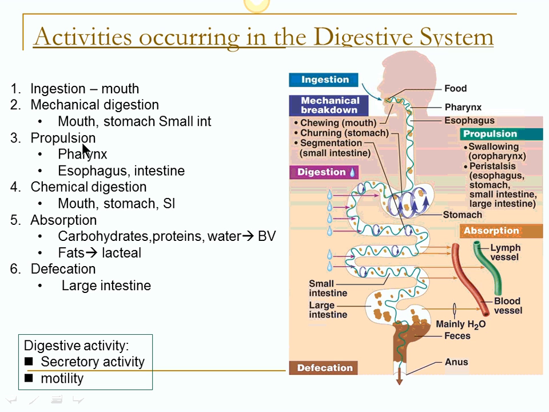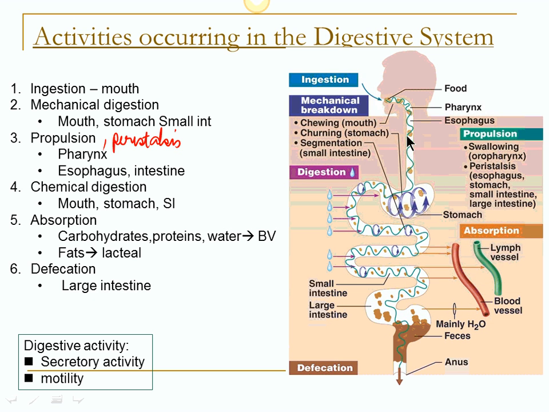Then we have propulsion. Right from the mouth, as you go down, as the food is being mechanically digested, you also need to push it further along. So propulsion is also known as peristalsis. It occurs in the pharynx, where the bolus of food is pushed down. Then it goes into the esophagus, where again peristalsis occurs. In the pharynx and the mouth, that area is swallowing. Swallowing is called deglutition.